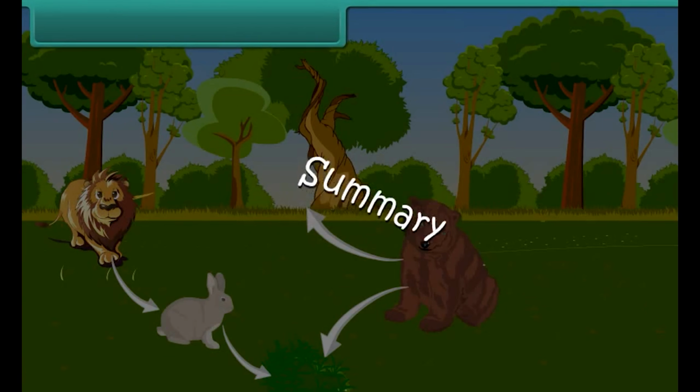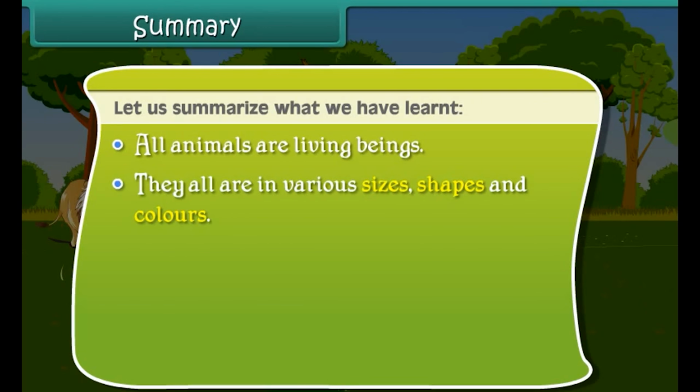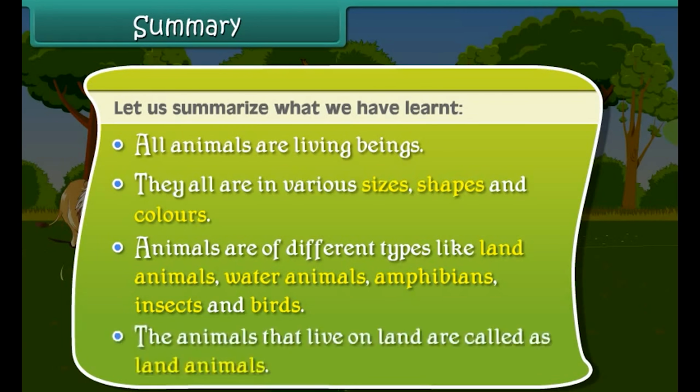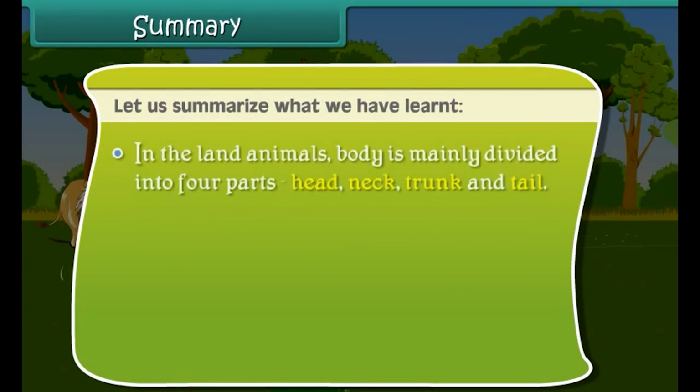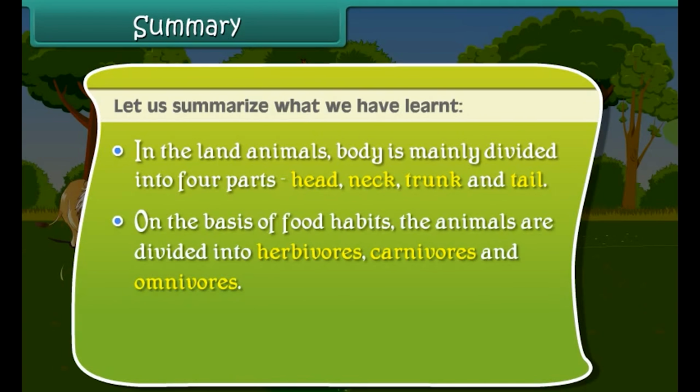Summary. Now friends, let us summarize what we have learned so far. All animals are living beings. They all are in various sizes, shapes, and colors. Animals are of different types like land animals, water animals, amphibians, insects, and birds. The animals that live on land are called land animals. In land animals, the body is mainly divided into 4 parts: head, neck, trunk, and tail. On the basis of food habits, the animals are divided into herbivores, carnivores, and omnivores.